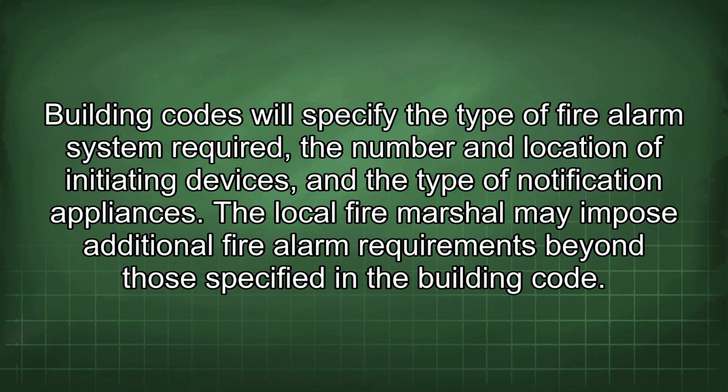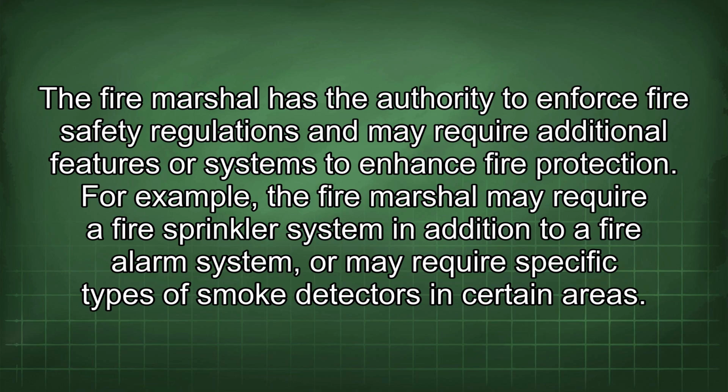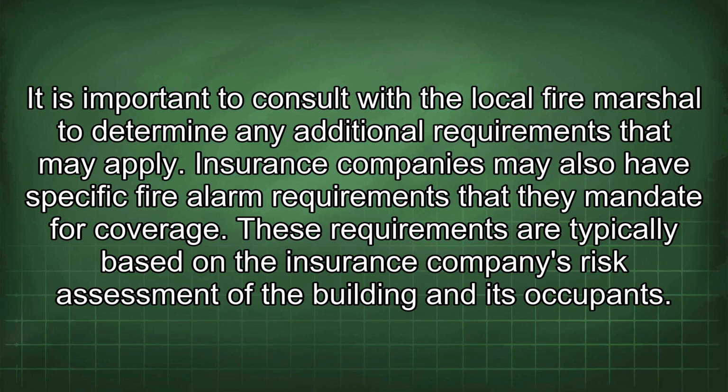Building codes will specify the type of fire alarm system required, the number and location of initiating devices, and the type of notification appliances. The local fire marshal may impose additional fire alarm requirements beyond those specified in the building code. The fire marshal has the authority to enforce fire safety regulations and may require additional features or systems to enhance fire protection. For example, the fire marshal may require a fire sprinkler system in addition to a fire alarm system, or may require specific types of smoke detectors in certain areas. It is important to consult with the local fire marshal to determine any additional requirements that may apply.